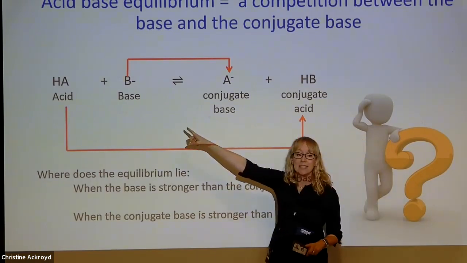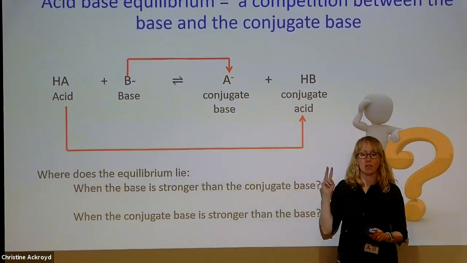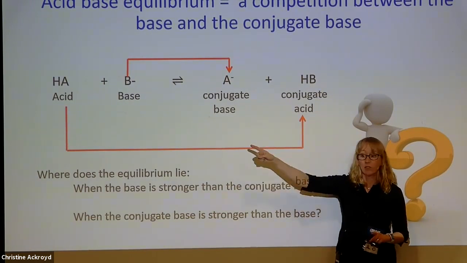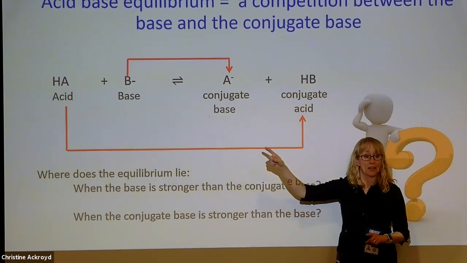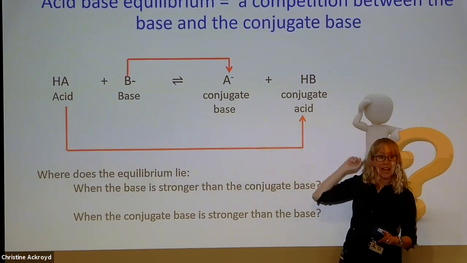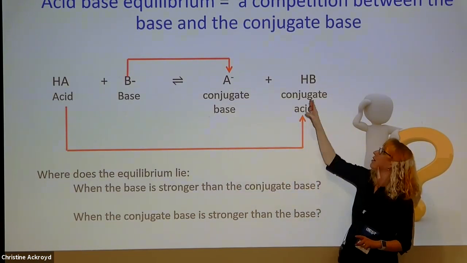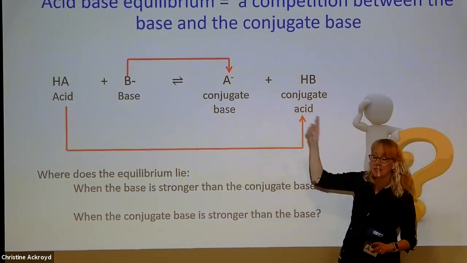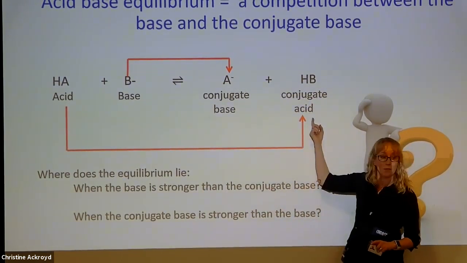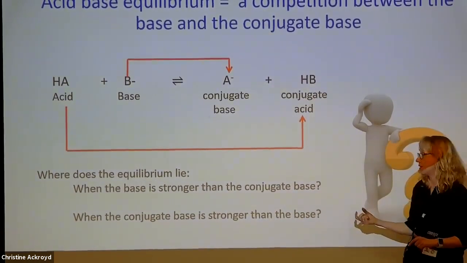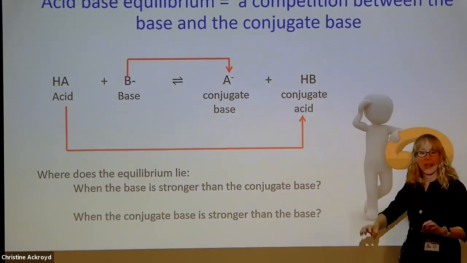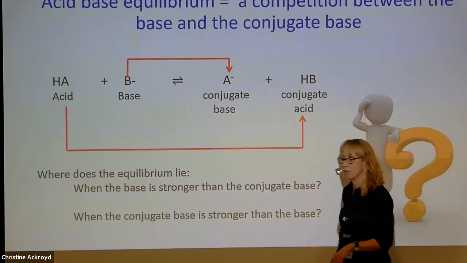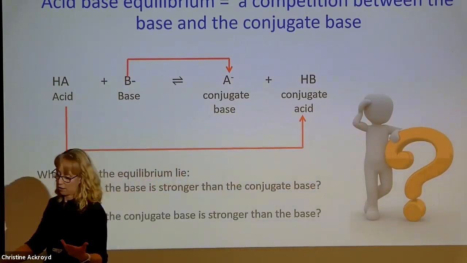So if the base is stronger than the conjugate base, which one is better at keeping the proton? The base. So which way is the equilibrium going to lie? On the side of the reaction where the base has the proton, the product. Okay. So if the base is stronger than the conjugate base, equilibrium lies to the right, on the side of product. If we had an equilibrium constant for that reaction under those conditions, what would it be? Greater than 1.